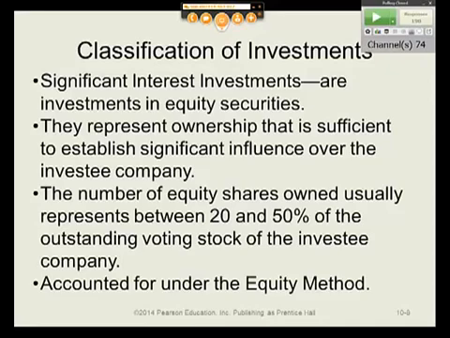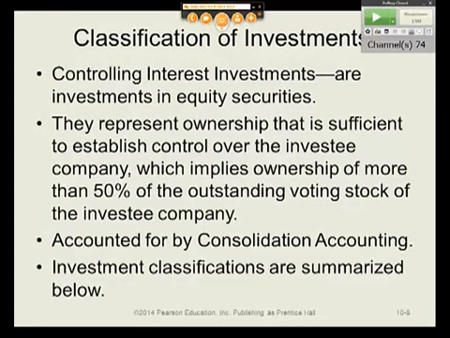And then finally, let me bring this back up on the screen. If you hold more than 50%, you have legal control over the company, and you would have to consolidate. So you'd have to use consolidation accounting. Consolidation accounting means that you add the two balance sheets together, the two income statements together. You would not show separate company financials.